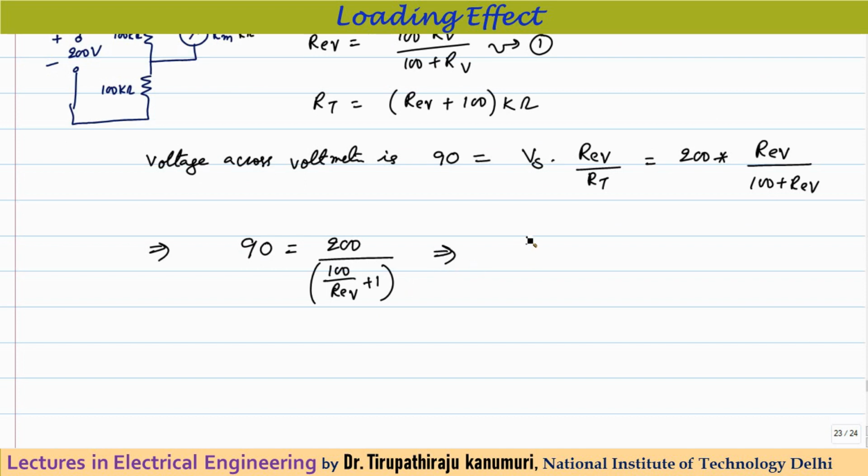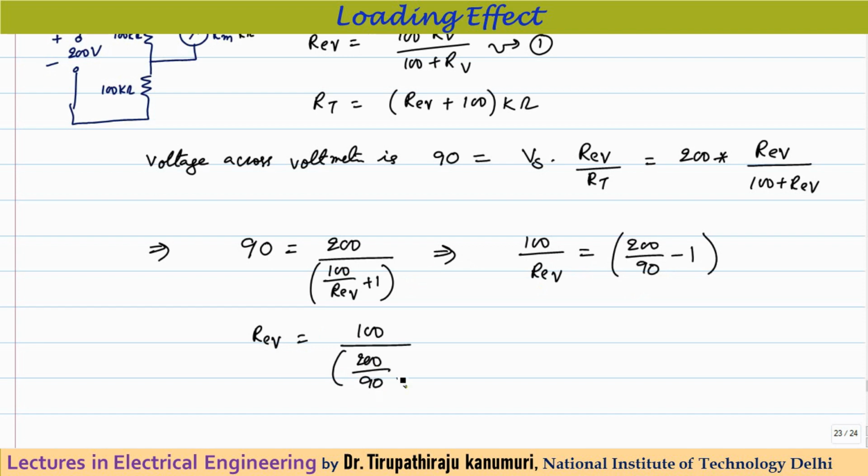So from this I can write 100 divided by R equivalent value will be equal to 200 by 90 minus 1. Agree with me? So from this I can calculate my R equivalent value: taking R equivalent to this side and this entire thing to the other side, 100 divided by R equivalent will be equal to 200 by 90 minus 1. So this is my R equivalent value. If you calculate it, you will get 81.8181 kilo ohms. So let us take it as equation number 2.